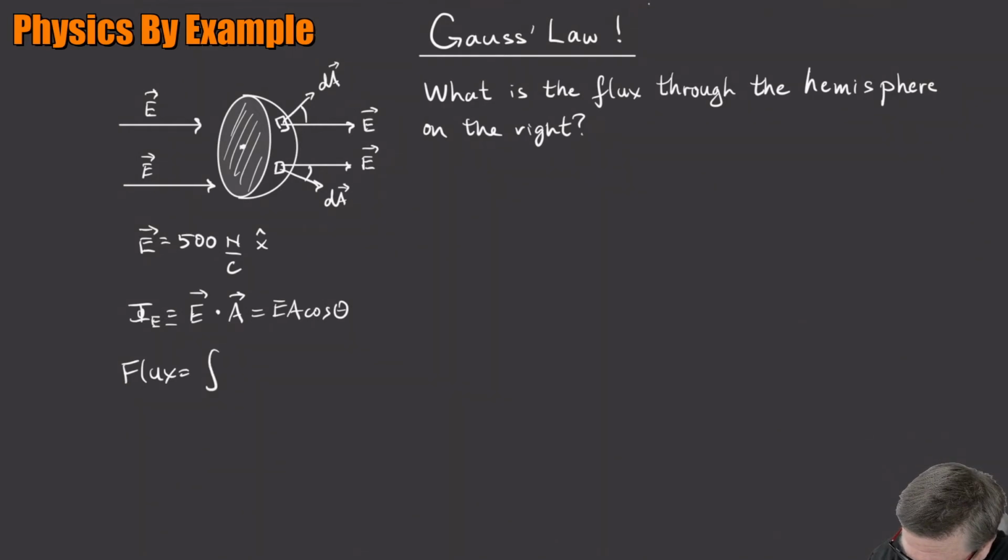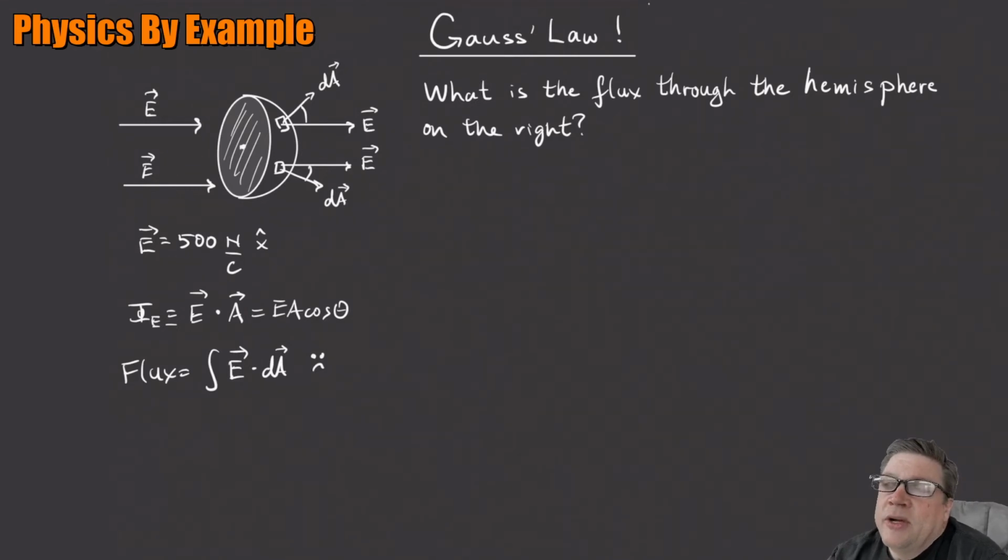So to get the total flux, I'm going to have to integrate E dot those little surface normals all over that surface, all over that hemisphere. That looks difficult because I'm going to have to integrate over the surface of the sphere, and if you remember from what we've done before, that's not a totally simple thing to do. Okay, Gauss's law to the rescue, because having to do this might make you a little sad.